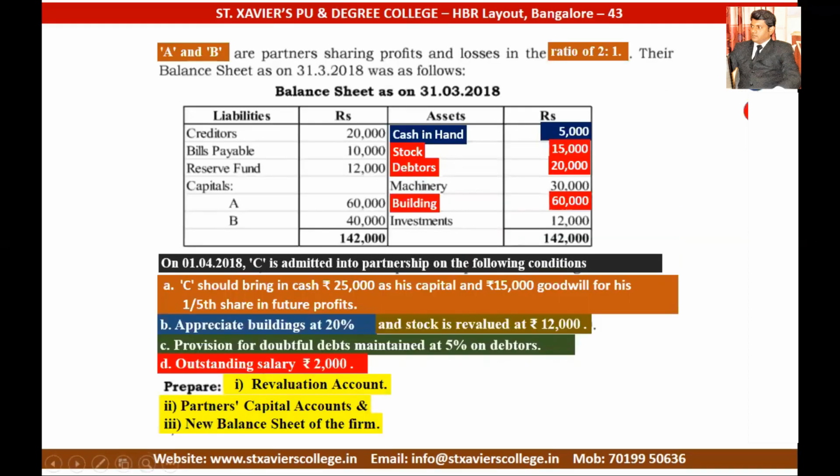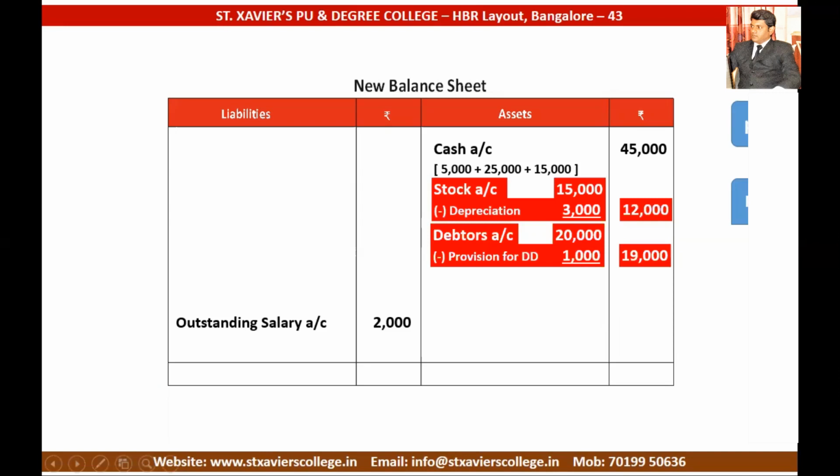Next we have machinery. How much is the machinery value? 30,000. We did not touch the machinery. There is no adjustment for machinery. So from the balance sheet to the new balance sheet, it goes as it is. Machinery 30,000 is there. We need to write 30,000 as it is.